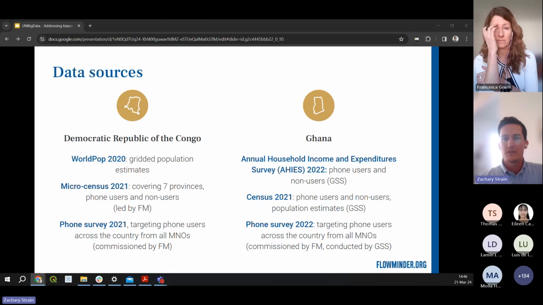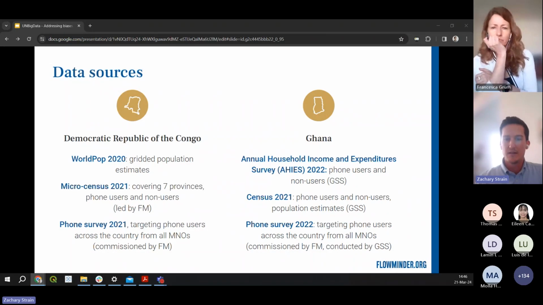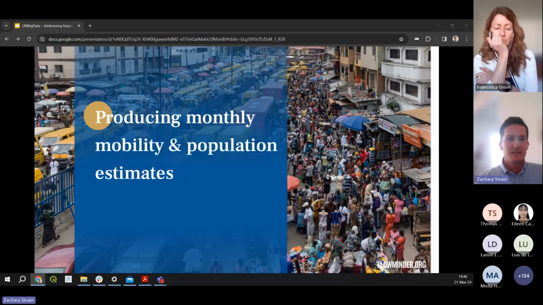For Ghana, with our partnership with GSS, we have access to the AHI survey, which covers phone users and non-users, the census from 2021. And we also commissioned a phone survey in Ghana that was carried out by GSS. So all of this has led us to be able to produce monthly mobility and population estimates.